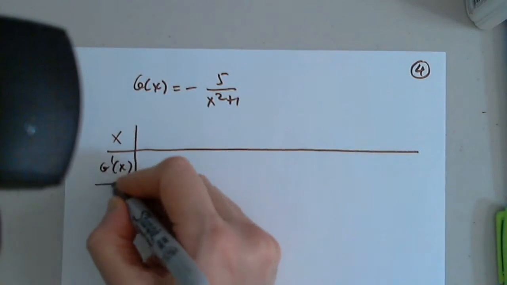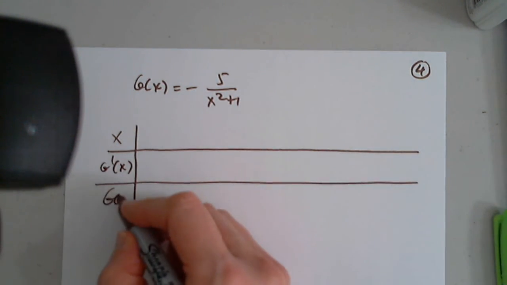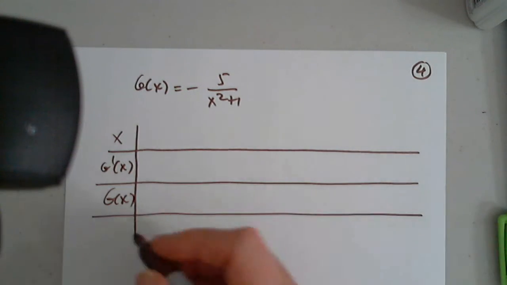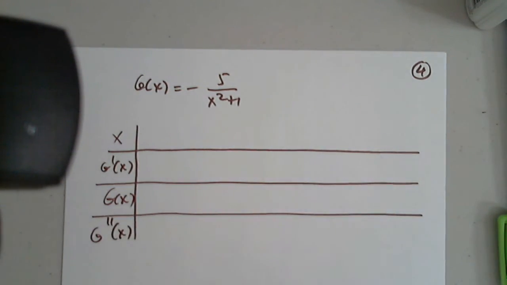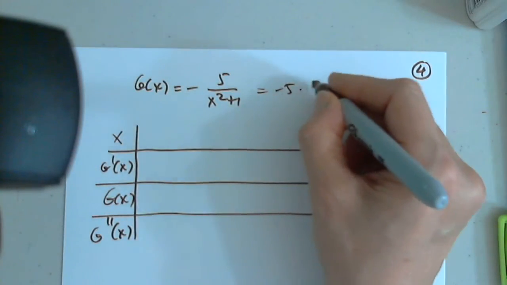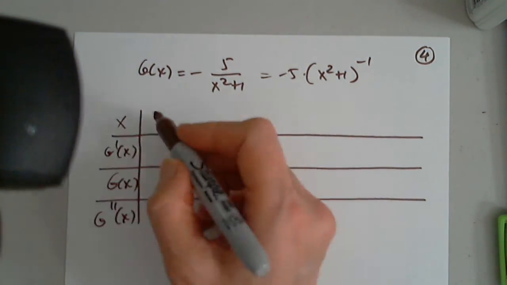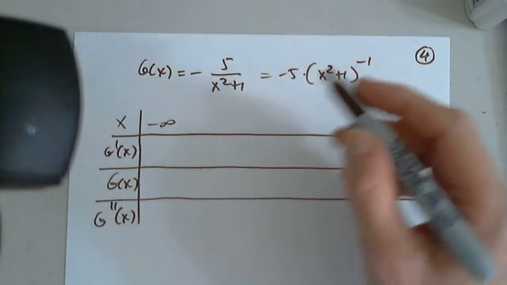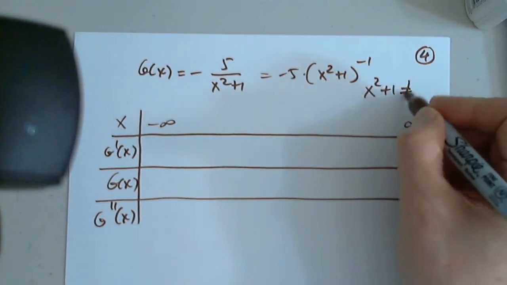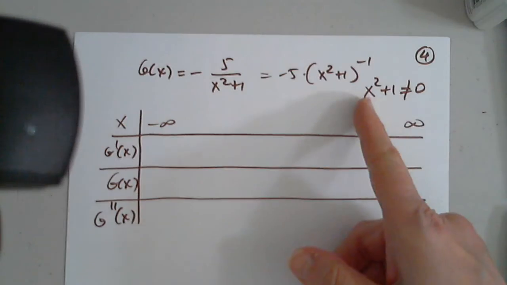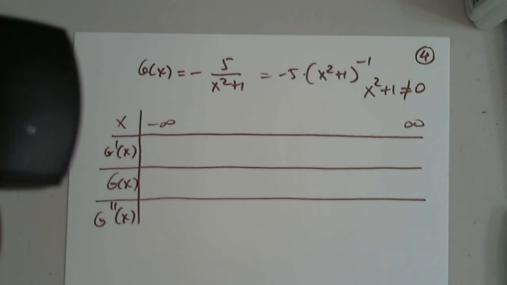So g prime, g of x, and g double prime. So this is the same as negative 5 times x squared plus 1 to the negative 1. And there are no restrictions for this function. You understand that x squared plus 1 will never be 0. This is a positive number plus 1, which will never, ever be 0. Is that okay? Yeah, that makes sense. Okay.